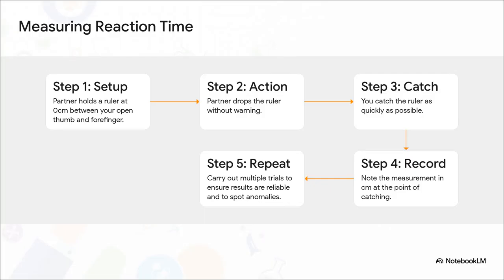The method itself is really straightforward. Your partner holds the ruler, lets it go without any warning, and you catch it. The distance it falls before you grab it is your measurement. But listen, the most important step on this list is the last one. Repeat. You have to do this multiple times to get reliable data and to help you spot any weird results.